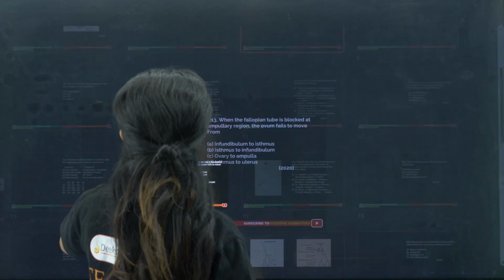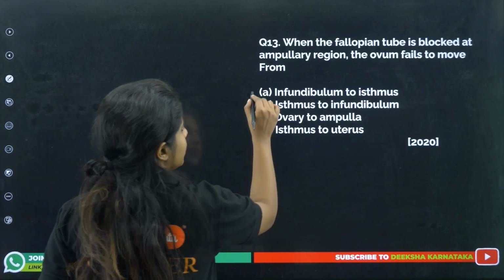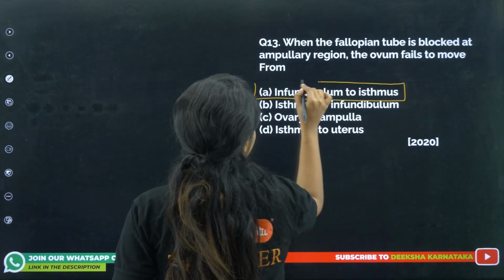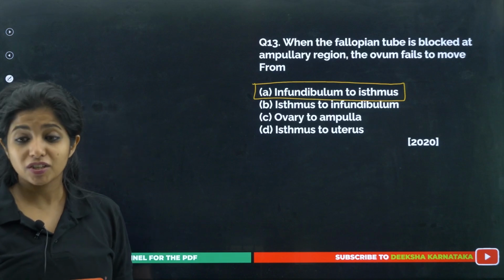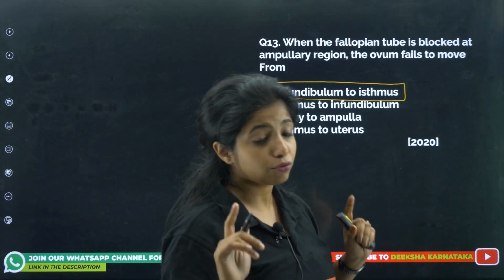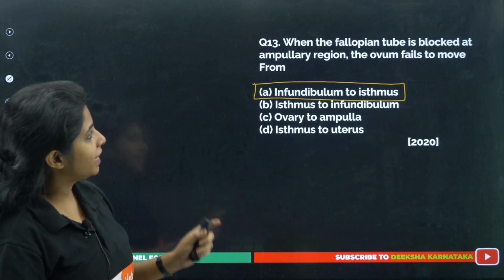Okay, I hope we were over here. Infundibulum to isthmus is the first option that we are having, so we do not need to go search for any other options. 2020 question, my dear children. This chapter is really scoring and very easy for you to understand and score, so do not lose the opportunity to study this. Okay, next.